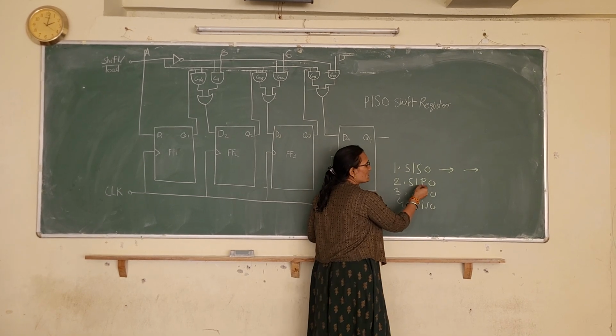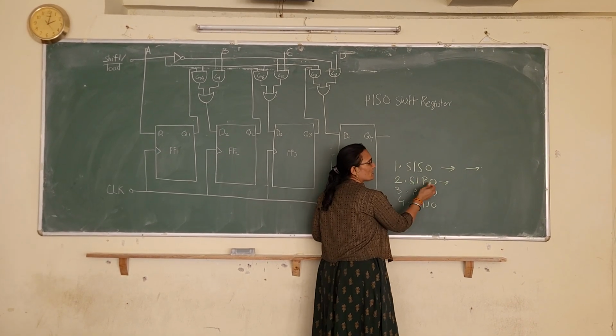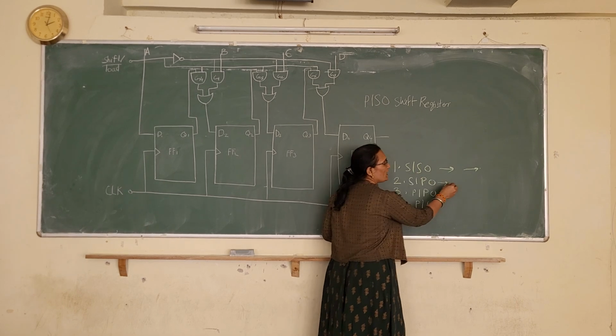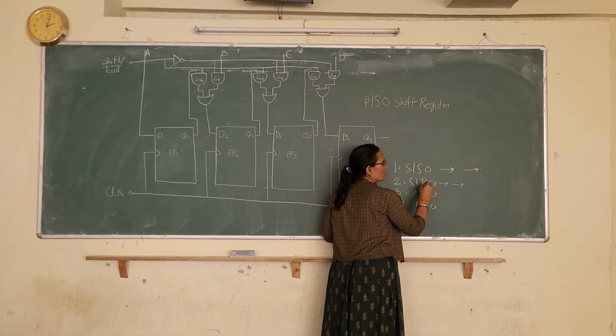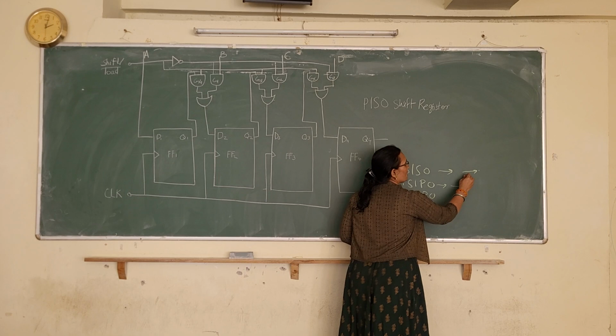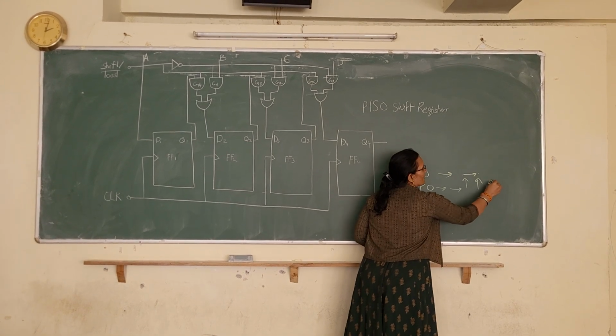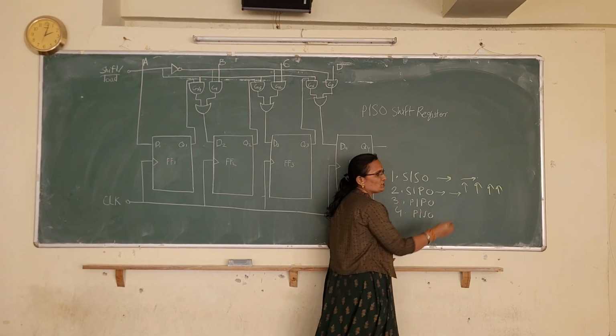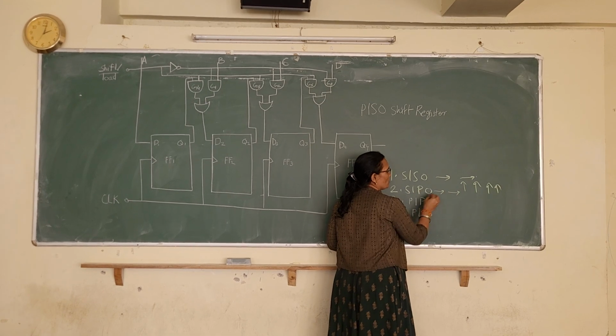Now the same thing in this case. SIPO means what? Data is serially entered and data is parallel out. At a time your data will be out, simultaneously your data is to be out. This is your serial in and parallel out.